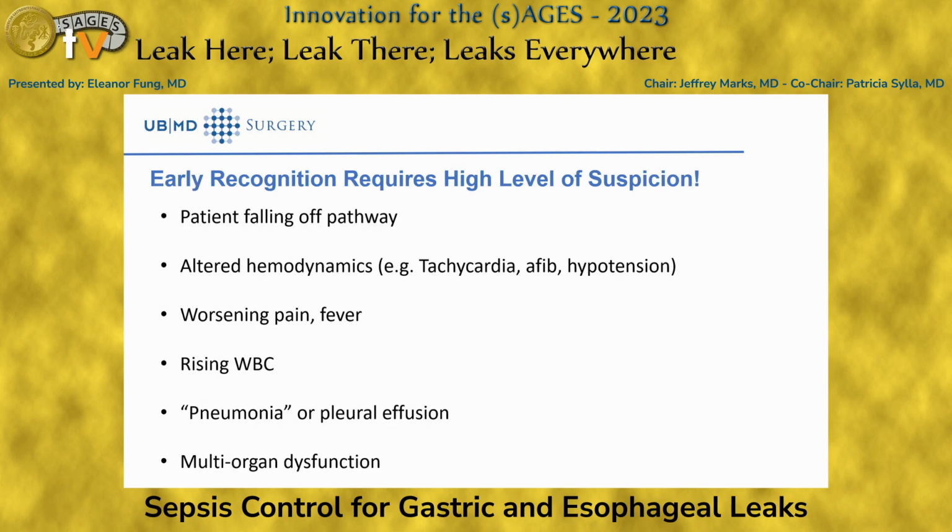So in terms of recognition, it can really range in presentation. These patients can present with no symptoms at all to ones that are in septic shock on pressors in the ICU. But any patient that's falling off the pathway, not really going towards the traditional route, it is essentially a leak unless proven otherwise. And if they have any altered hemodynamics, worsening pain, peritonitis, fever, you should have a high suspicion. In terms of esophagectomies or in the chest, any time there's a pleural effusion or a pneumonia, you always have to consider a leak as well. Those are things you have to think about when you start to see things not going exactly as planned.